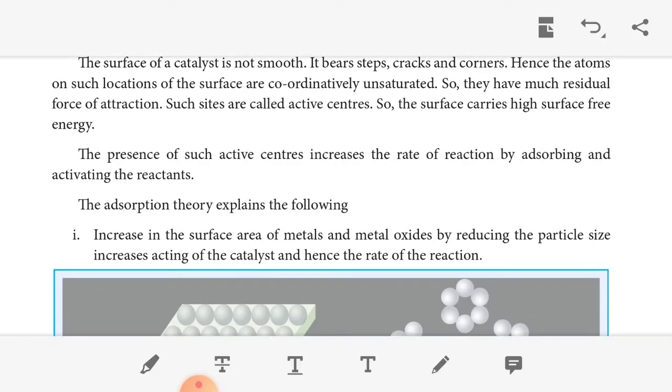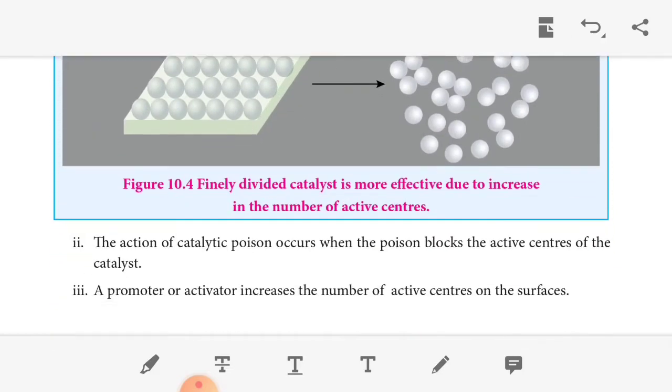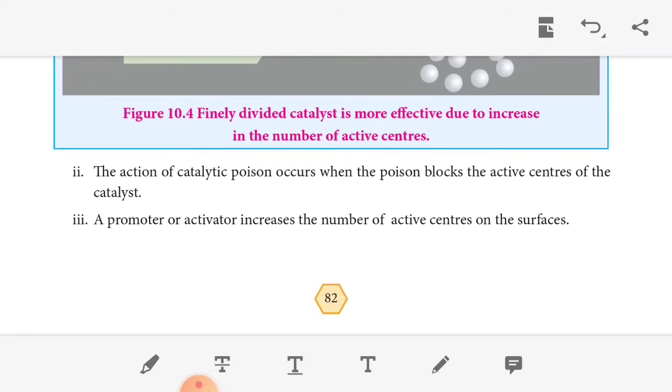Some explanation for the active center: the activity of the catalyst increases by increasing the surface area, for metal oxides and metals, by reducing the particle size. Then second, in the action of a catalytic poison, the poison blocks the active centers of the catalyst. Then third, a promoter or activator increases the number of active centers on the surface.